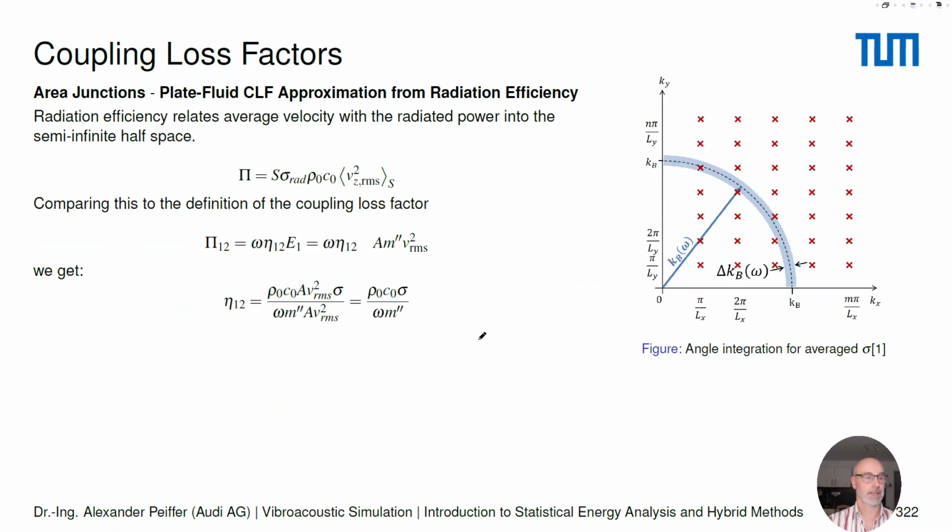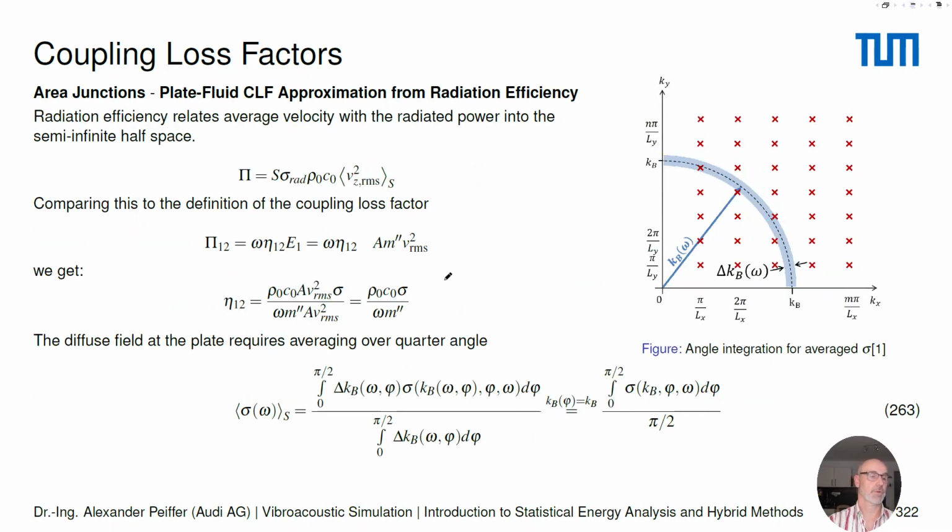So again, using approximative solutions for the radiation efficiency, we can then easily calculate the coupling loss factor. And again, as this radiation efficiency is different for a specific frequency, we have to integrate over the half angle and average over all the different versions and options of the radiation efficiency.